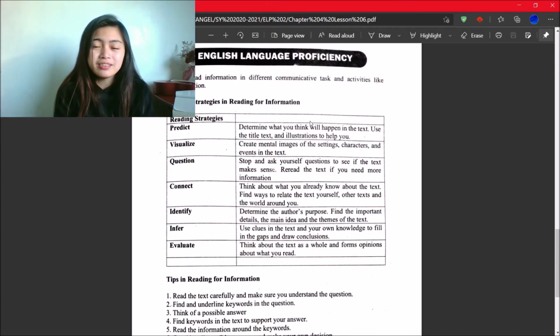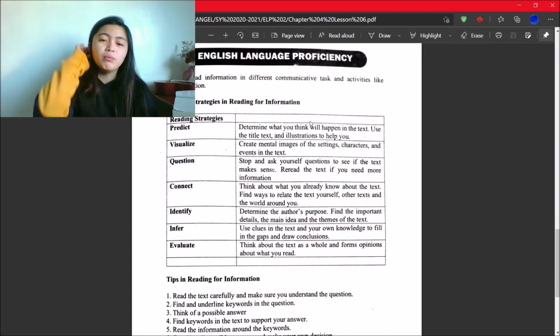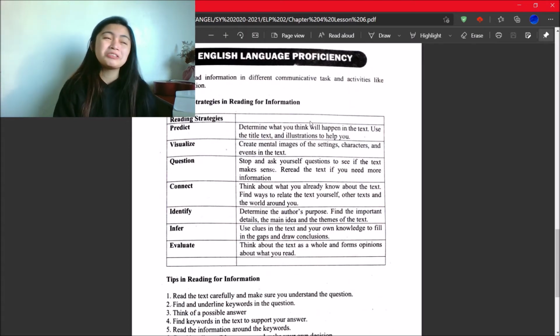Next question. So you need to stop and ask yourself questions to see if the text makes sense. So reread the text if you need more information. So that is what happens to us when we're studying.